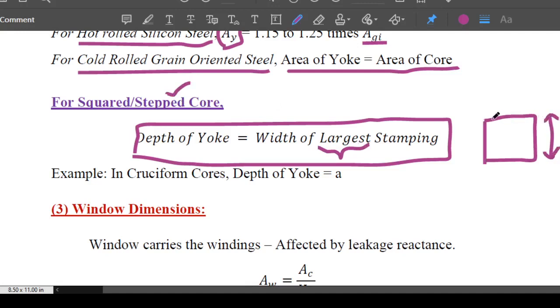Suppose instead of a square core, you are using steps like this. We cannot say that all the portions have the same width. In that case there are so many different widths available in this diagram. So which one to take? In that case we have to take the largest stamping and consider the width of that largest stamping. So for a square or stepped core, whichever is the largest stamping, I am going to consider that as the depth of the yoke. We usually denote the width of the largest stamping with the letter A.